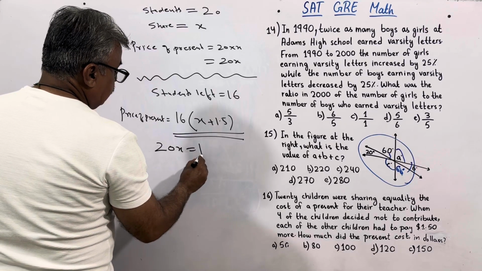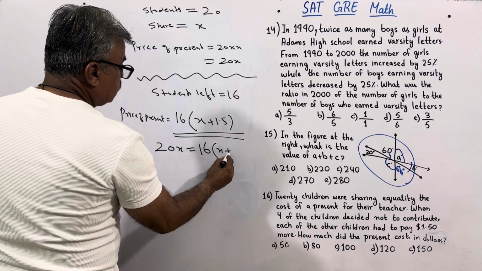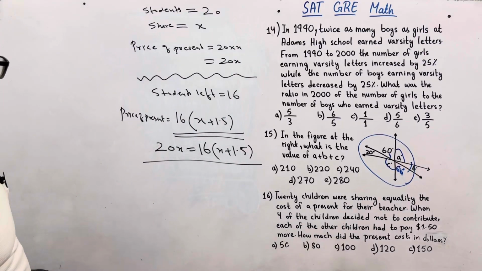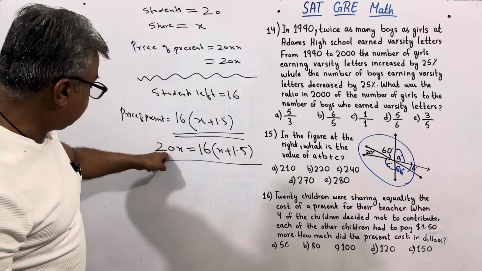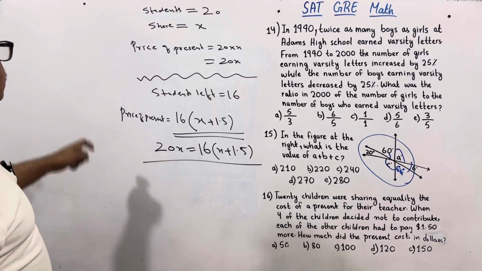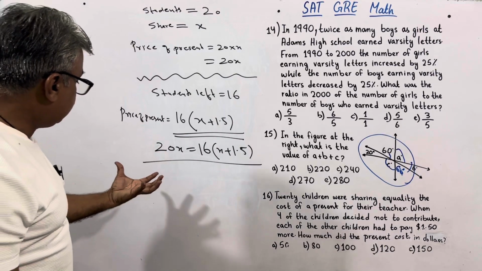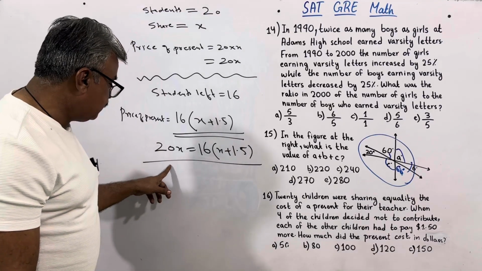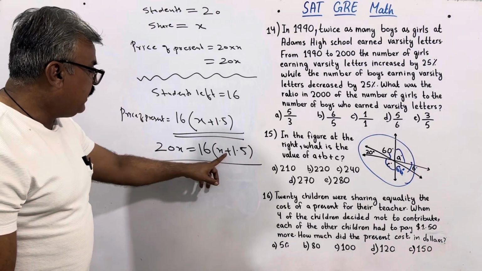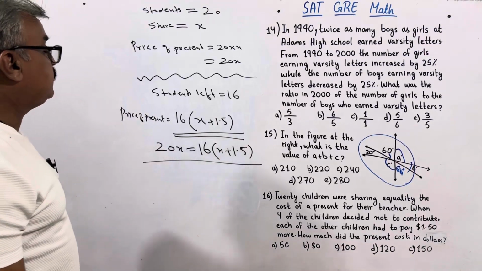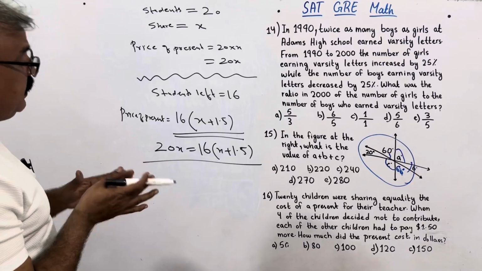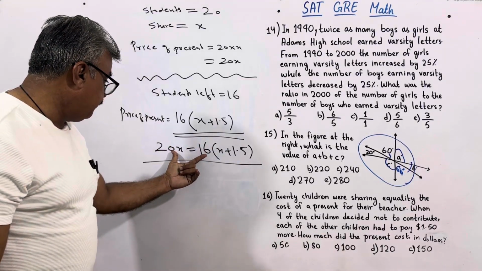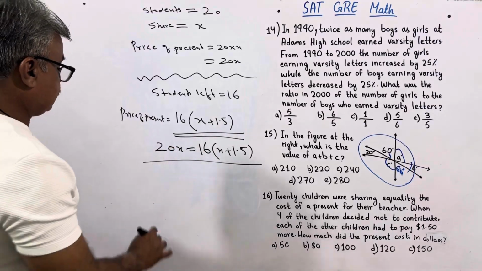20x is equal to 16 times (x plus 1.5) is the connecting equation for the prices. This is the same price: when there were 20 students sharing for the present, and here only 16 students, but contributing something more to manage the deficiency. So the price remains the same. Solve for x.